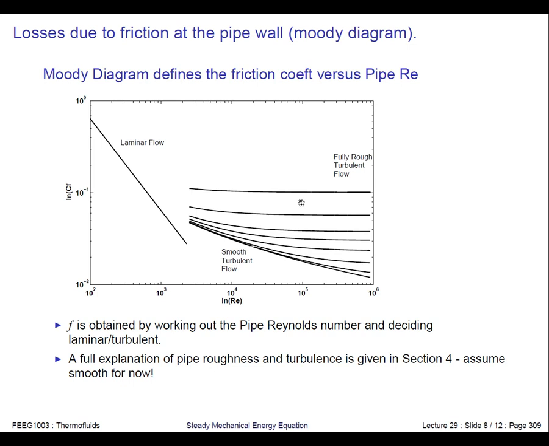And if it's a very, very rough internal surface of the pipe, the pressure drop doesn't actually depend on the Reynolds number of the pipe. It's always the same. If it's a smooth pipe, so it's not very rough, then the pressure drop depends on the Reynolds number. We're going to talk a lot more about this in a couple of lectures' time when we start talking about turbulent boundary layers and laminar boundary layers a little bit more. But this is your friction factor that we use in the steady mechanical energy equation.